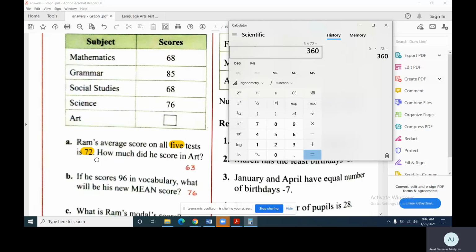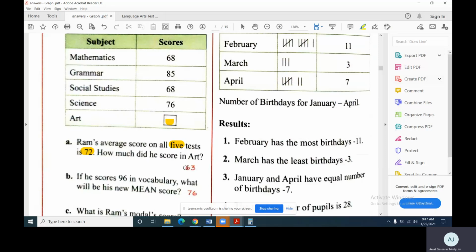But that's not his total when we add. When we add, we get 68 plus 85 plus 68 plus 76, which is 297. But you're supposed to have 360. So the 5th test here for art is 63.